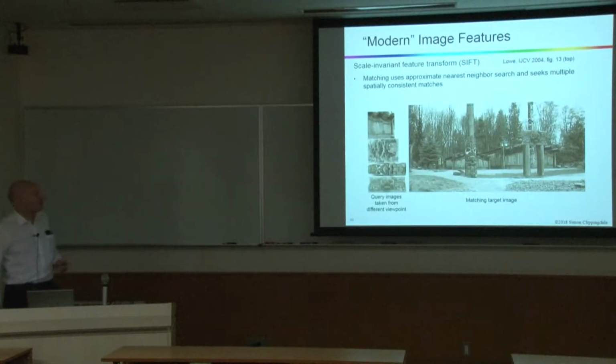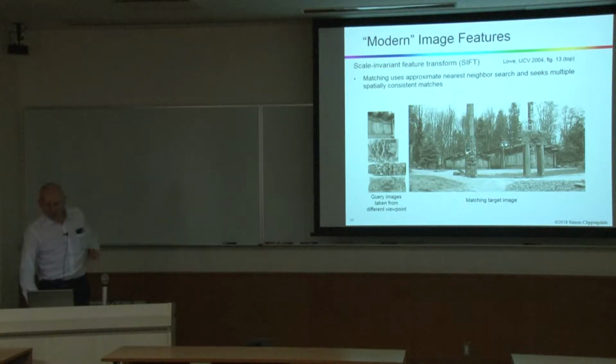But here's an example of image matching using these descriptors. Here are 4 patches taken from slightly different viewpoints to this picture here. So, for example, this one here is the bottom of this totem pole here, taken from a slightly different vantage point. So there's a kind of distortion as well as the rotation.